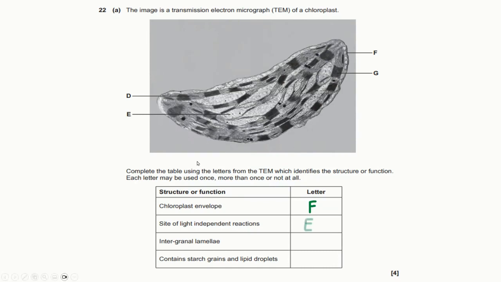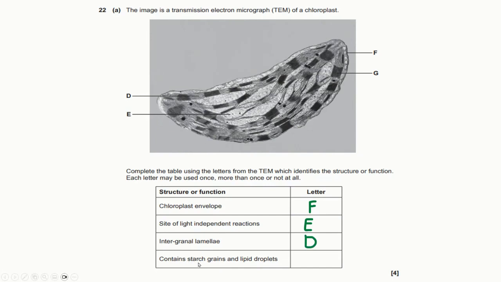That's the stroma. Which one of these letters points to the intergranal lamellae? So we're looking at a structure that joins two stacks of thylakoids together. You're looking at D. So you've got the granum on either side, joined together by the lighter colored gray kind of lines. And that is the intergranal lamellae.